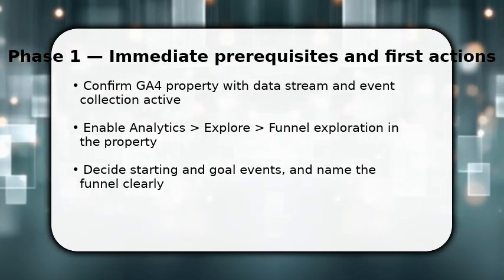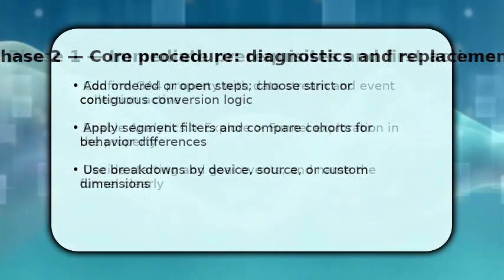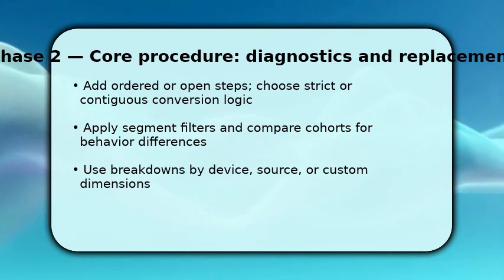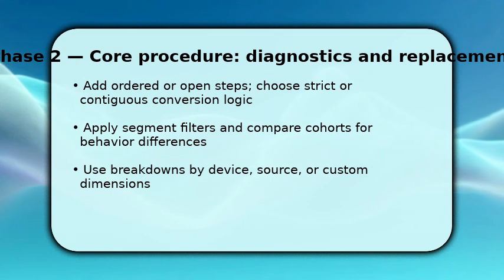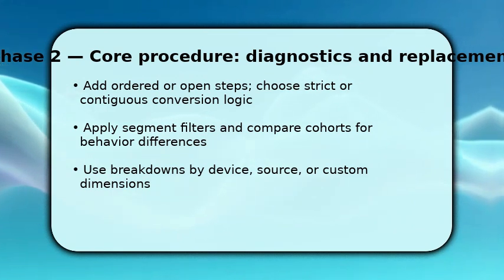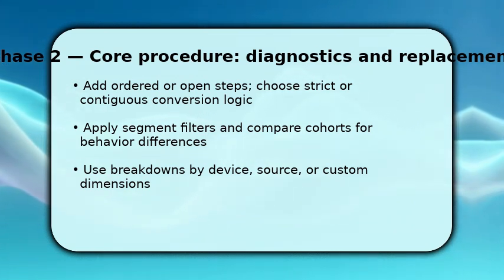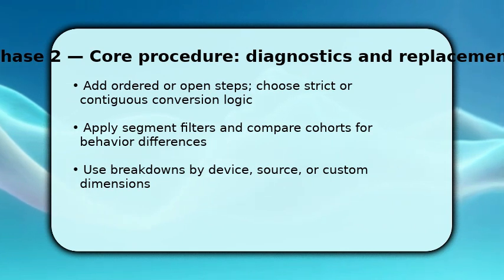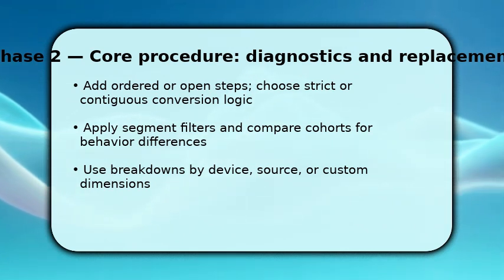Next, design the middle of the funnel by adding sequential steps and selecting whether they must be strict or can be non-contiguous. This choice changes how drop-offs are counted. Once steps exist, apply segment filters to focus on traffic sources, countries, or user properties. This reveals why users diverge.